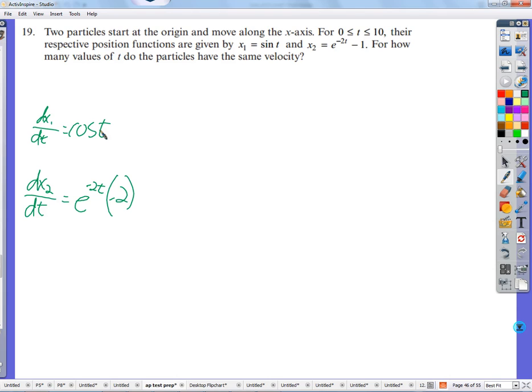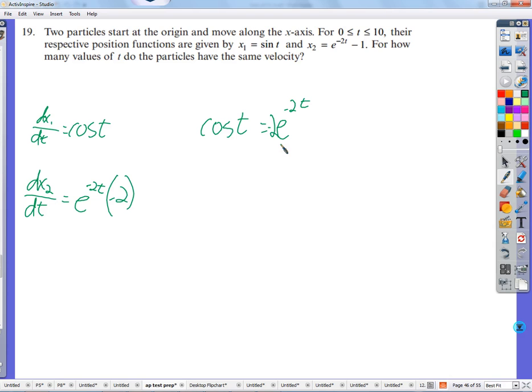Whenever we're asked when they have the same values, well, both functions' jobs are to put out values. And if we want to know when those values are the same, we set them equal to each other. The cosine of t equals e to the negative 2t times negative 2. That seems like a real chore. Can you solve for t? If cosine of t was equal to some number, I could take the inverse cosine of both sides. If negative 2e to the negative 2t was equal to some number, I could divide by negative 2, take the natural log of both sides, divide by negative 2, and have t. But when they're both in these functions, it certainly seems pretty hopeless.